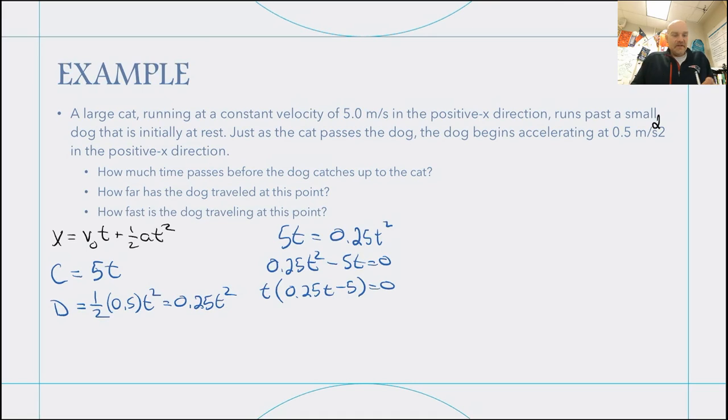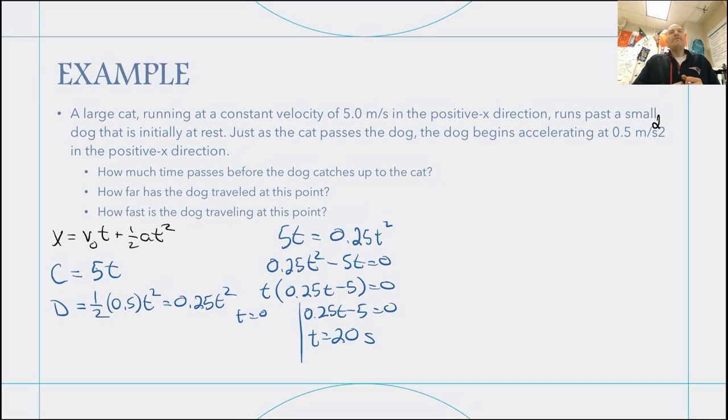So I factor out a t. That gives me t equals 0, which is where they start. The other time would be when 0.25t minus 5 equals 0. Then we just solve this for t, and it'll take 20 seconds for the dog to catch up, or until it passes the cat.